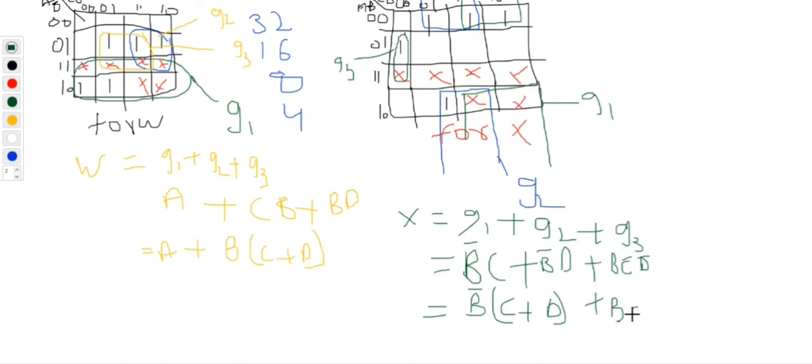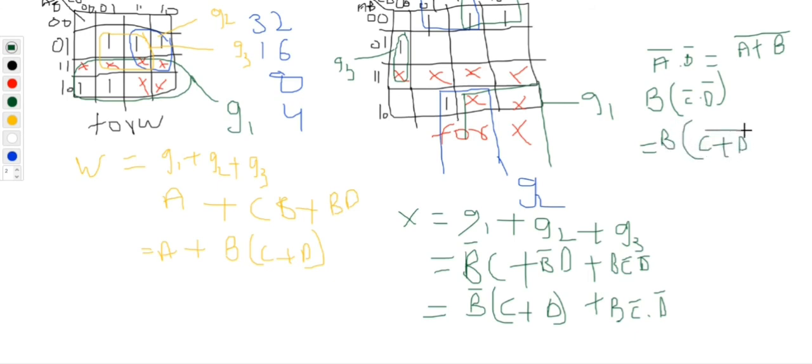Next, we get B C complement D complement. By De Morgan's law, we can write A complement into B complement as A plus B, all complement. So here, A plus B, that means C plus D. So we can write B into C complement into D complement as B into C plus D complement.